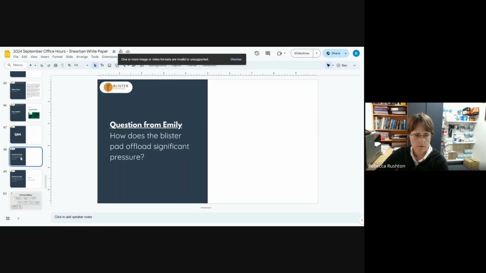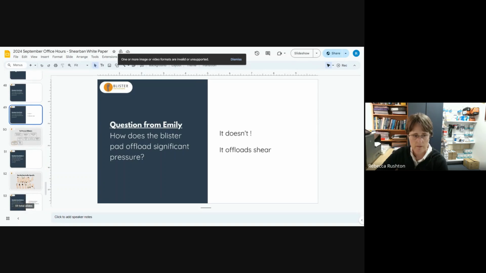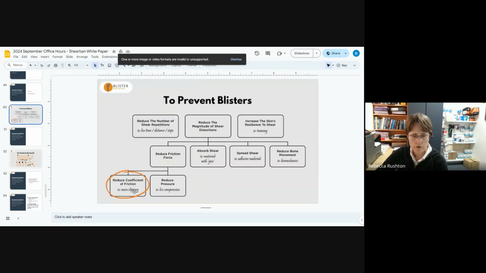All right, we had 3 questions. Emily asks, how does the blister pad, that is ShearBan, offload significant pressure? The answer is it doesn't. It doesn't do anything to pressure. It literally reduces the coefficient of friction, and that's how it reduces friction force. Separately, if you had pressure deflection, that would also help to reduce friction force. So it is literally making it more slippery.